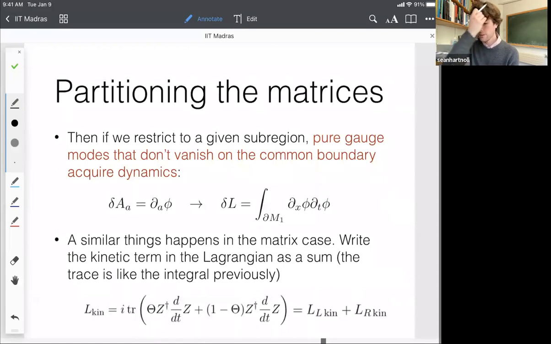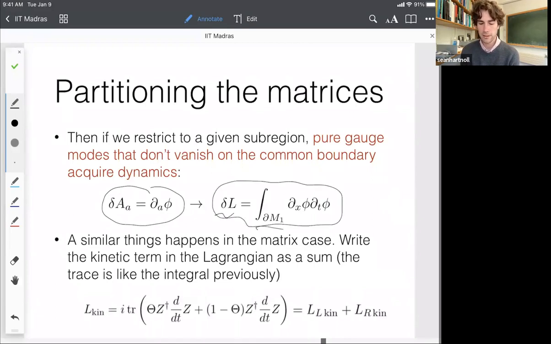And they have a phase space. If you consider a pure gauge mode that doesn't vanish on the boundary, there's an effective Lagrangian for these modes. I just take these modes and plug them into the Lagrangian, and I get a non-trivial kinetic term for them. That means they have a non-trivial phase space. In fact, this is precisely almost a chiral mode going along the boundary. So pure gauge modes that don't vanish on the boundary acquire dynamics when you only consider a subset of the system.